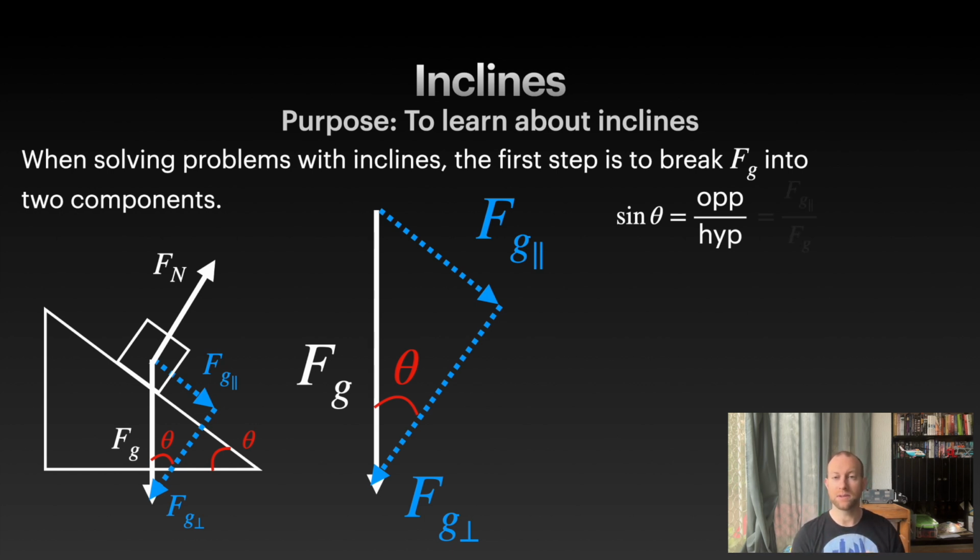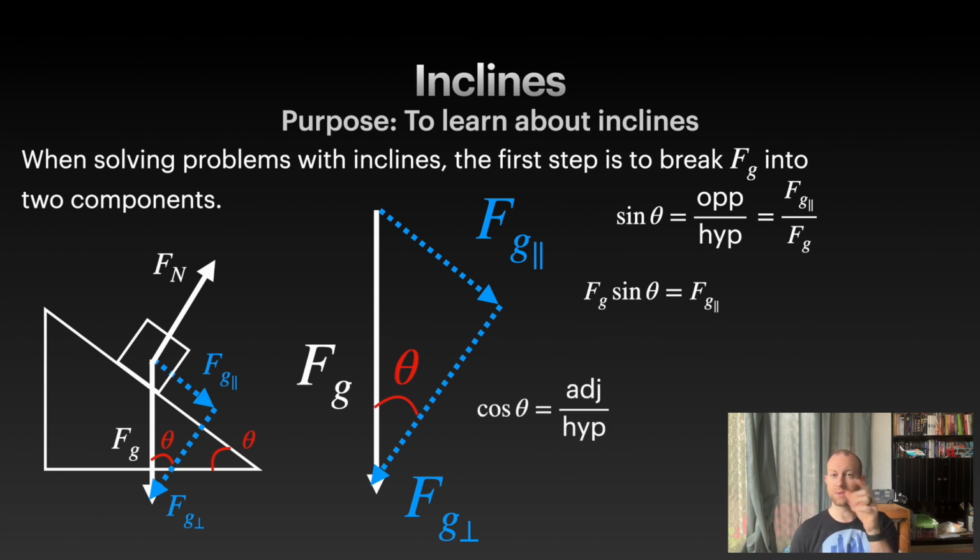My hypotenuse is Fg. So we have sine theta equals Fg parallel over Fg. And if I multiply Fg onto the other side, I get that Fg parallel is equal to force of gravity times sine theta. So now it's just dependent on what theta is. And we can do the same thing for perpendicular, except for perpendicular, we're dealing with cosine because we're dealing with the adjacent side. And that's equal to Fg perpendicular over Fg, which is the hypotenuse, and then solve for Fg perpendicular.